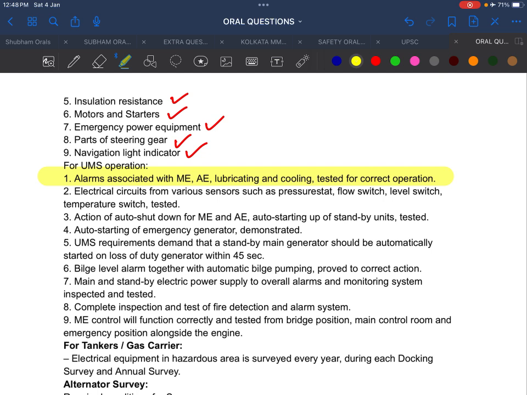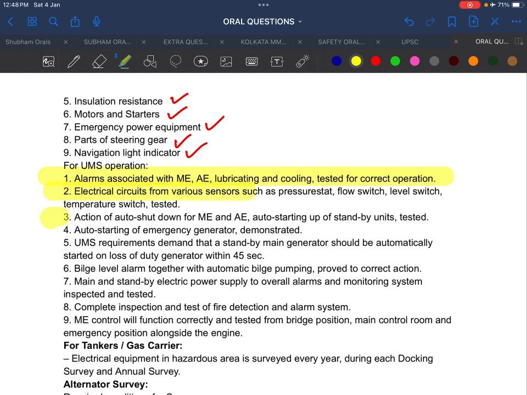They can test these alarms, and maybe they will say okay, let's check this auxiliary engine alarm, main engine alarm, so I will check everything is working properly or not. Okay, so electrical circuits from the various sensors such as the pressure switch, flow switch, level switch and temperature switch. All the electrical circuits related to various sensors, they are checking these sensors also.